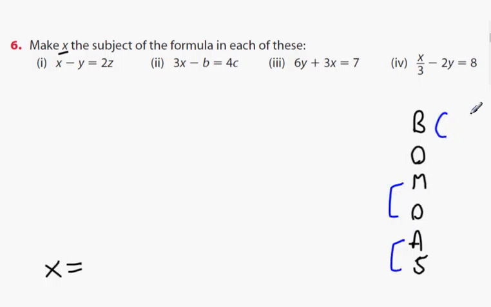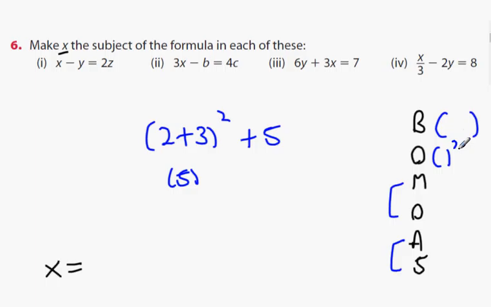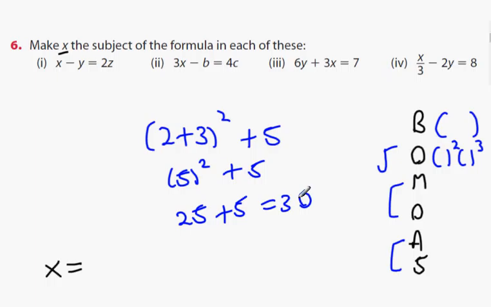Brackets means your stuff is inside the bracket. Remember if I got you to do this. If I wanted you to do this out in a test, you'd have to do the brackets first. The brackets is 2 plus 3 is 5. What you'd have to do second is operations. Operations is squares, cubes, and square root signs. You'd have to square it out second, which means you get 25 plus 5, and the answer would be 30. You got that? That's what BOMDAS is.